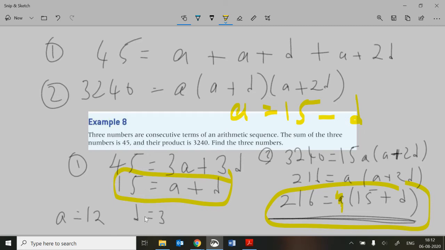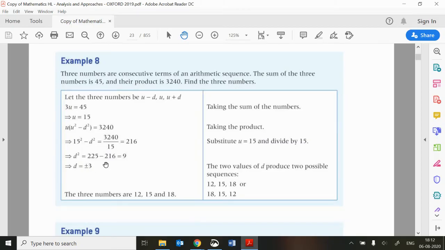Okay, anyway, I've used Desmos. That's what I did. So here's the answer. We've got A is 12 and D is 3. Let's check out what the book is saying again. They're saying D is plus or minus 3, which means that A was 12 if it was plus 3. When we substitute that back into one of the equations, they've used U, by the way, as the first term rather than A.